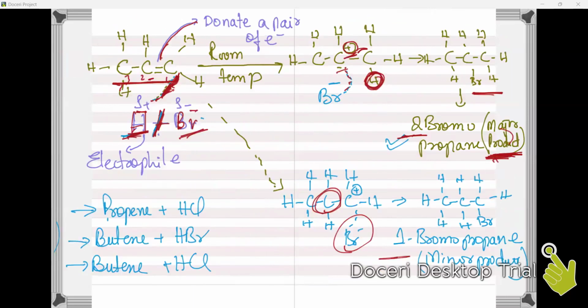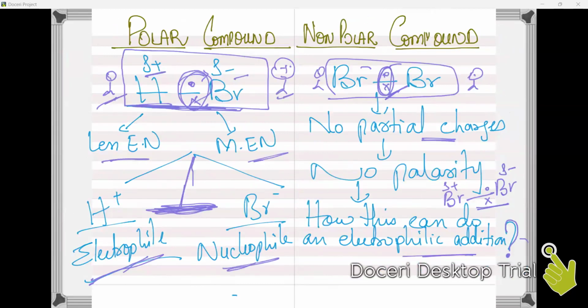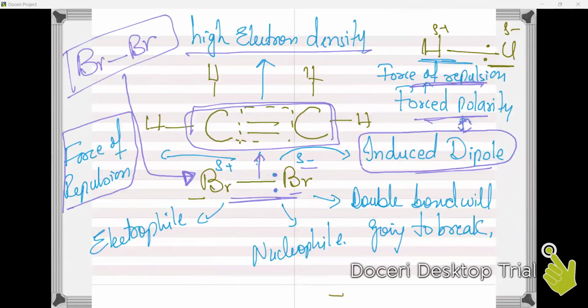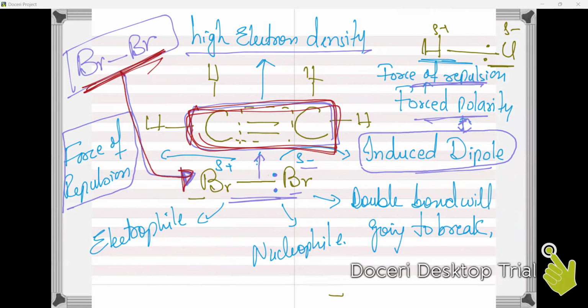Here we get the major product because the stability of this carbocation is more. So this is what we discussed: in a double bond, this is a high electron density area. This high electron density area can make a non-polar bond a polar one. When I say non-polar, it means electrons are shared right at the center. No one will get a partial positive or partial negative charge.